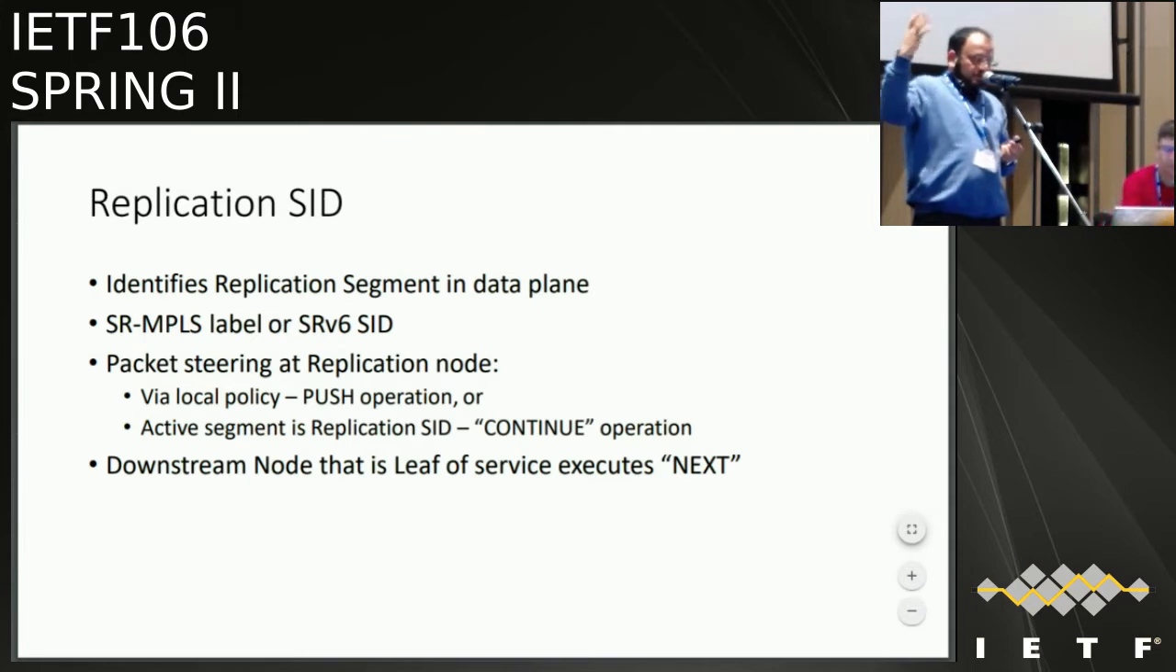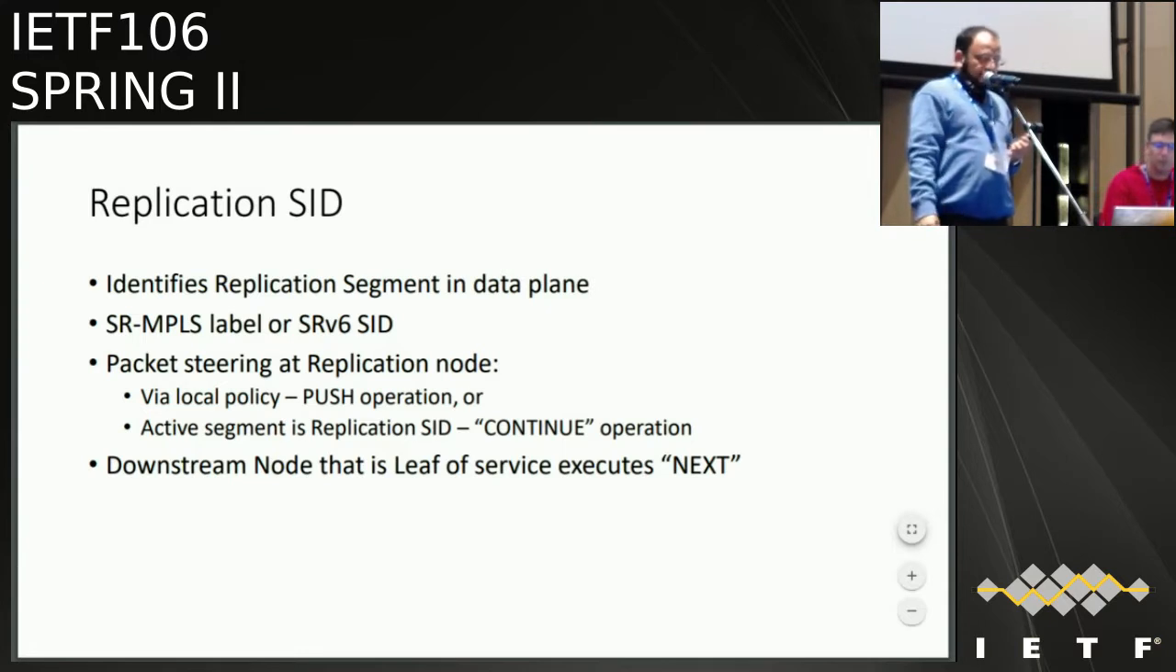So it maps perfectly to RFC 8402. When the packets are replicated via local policy, it is a push operation as per the SR architecture in 8402. When the active segment is the replication ID, it's a simple continue operation. And at the downstream node, it is a simple next operation.